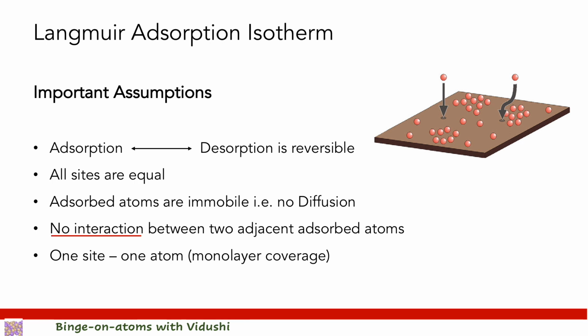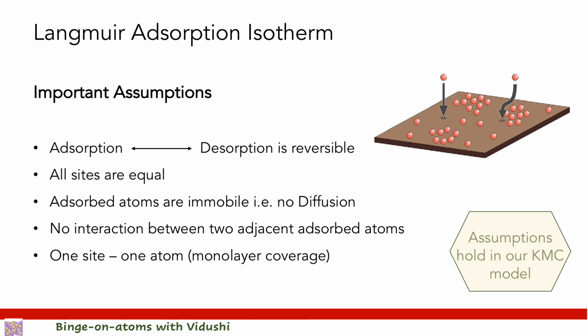Next, we assume that no lateral interactions are occurring between two adjacent atoms. And lastly, we only model the monolayer coverage. That means only one atom can bind at one site. As I mentioned before, these assumptions hold true in our current KMC model.